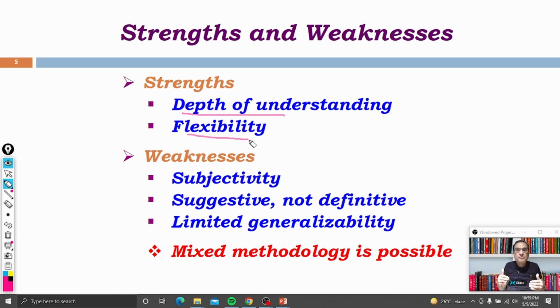Despite some strengths, qualitative research has some weaknesses. The first weakness is subjectivity. It focuses on subjectivity rather than objectivity. Qualitative research is suggestive, not definitive. As I already said, 2 and 2 do not make 4. In qualitative research, there is limited generalizability. Mixed method is possible in qualitative research. So these are the strengths and weaknesses of qualitative research.